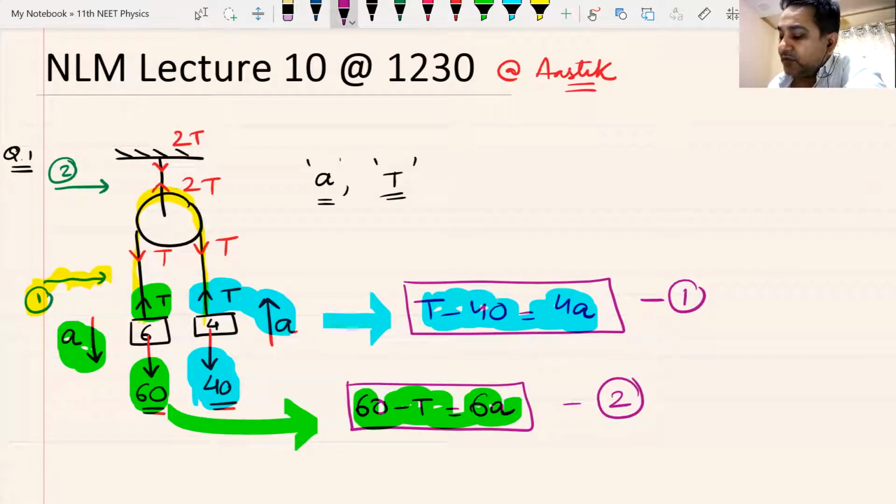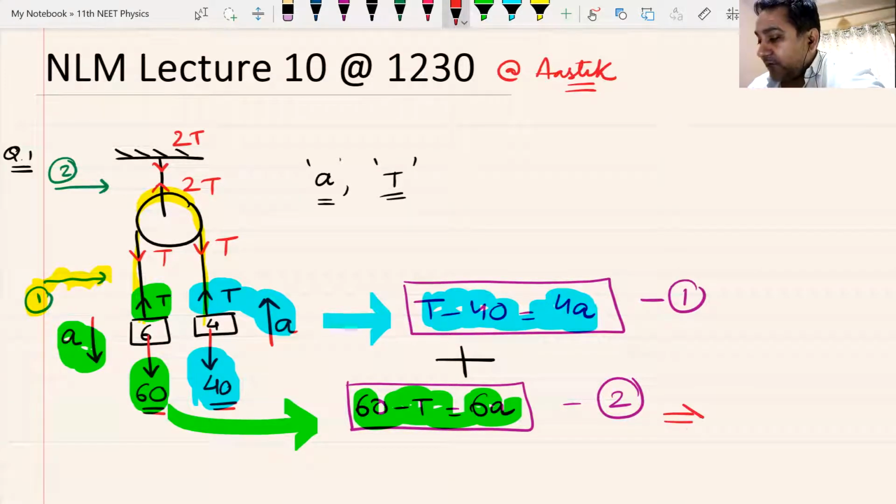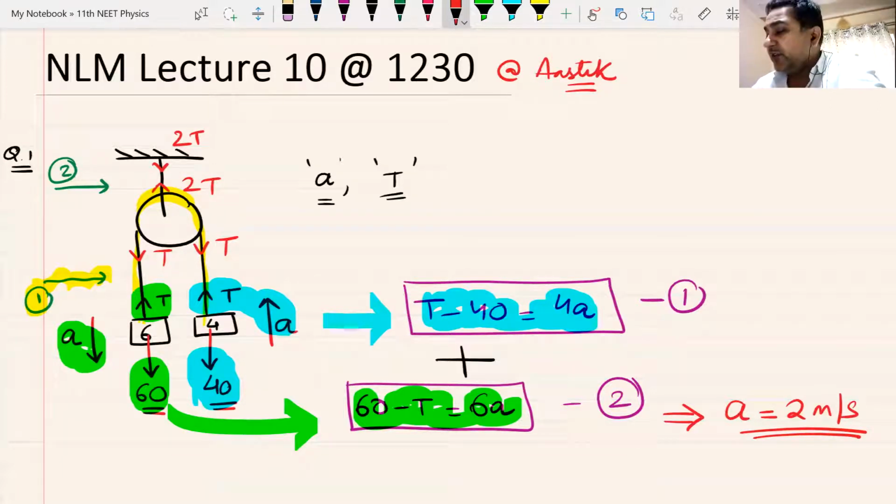How do you solve these equations, Niharika? We need to add equation 1 and 2. T will get cancelled out when you do that, and from there, you can get the value of a. What is the value of a you are getting? It's 2 meter per second square. You will get 20 is equal to 10a. From there, you will get a as 2.